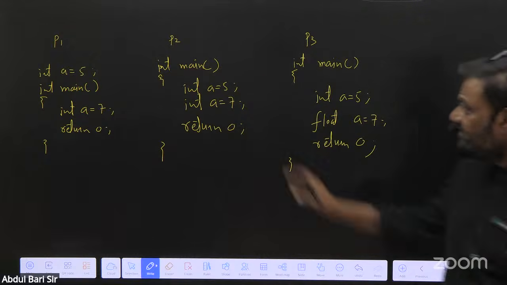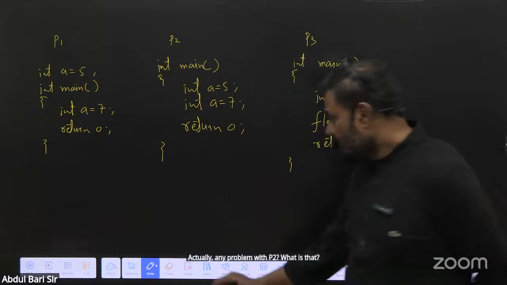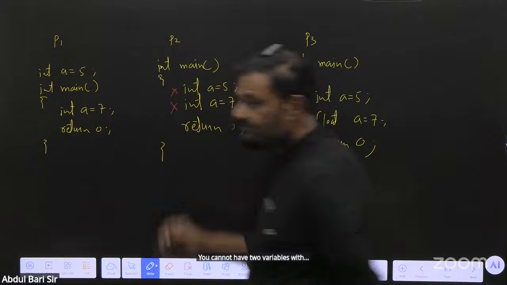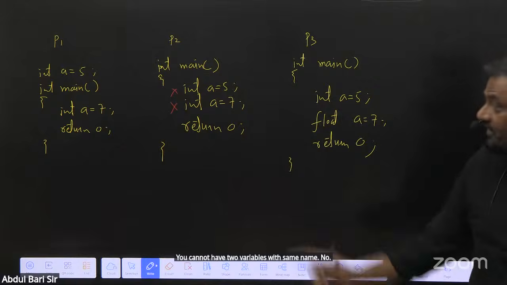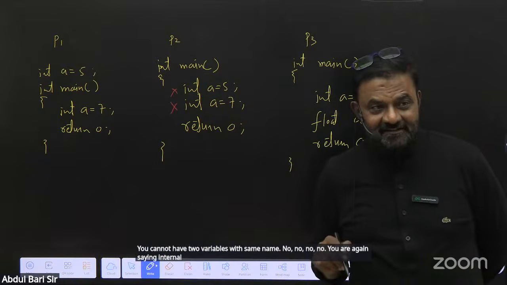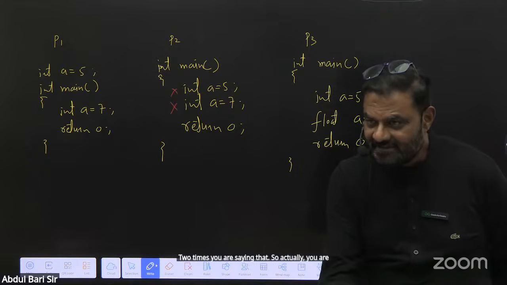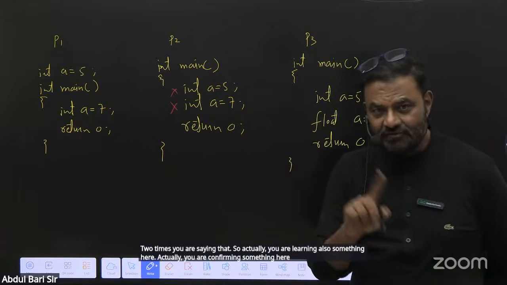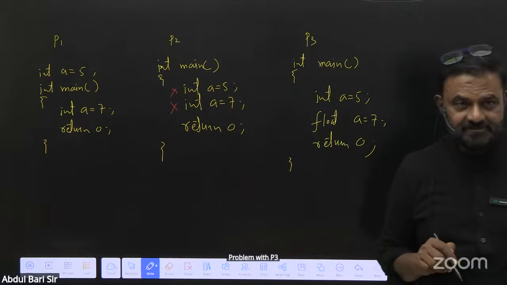Acha, any problem with P2? What is that? You cannot have two variables with the same name. No, no, no. You are again saying int, no? Two times you are saying that. So actually you are learning something here, actually you are confirming something here. You cannot have two variables with the same name. Problem with P3? Any problem or does it work perfectly?